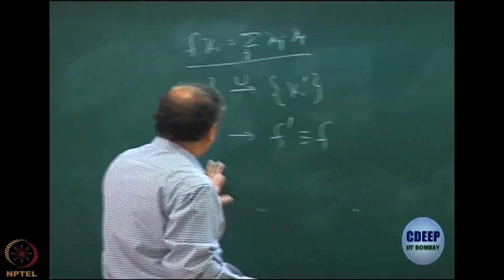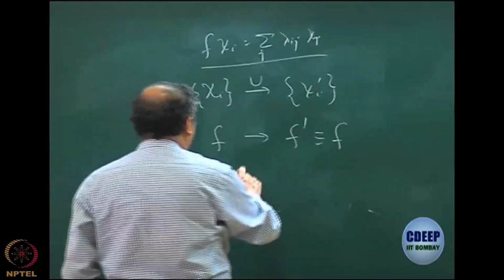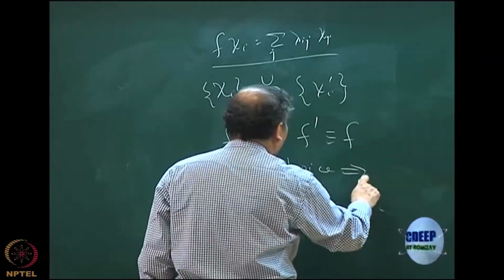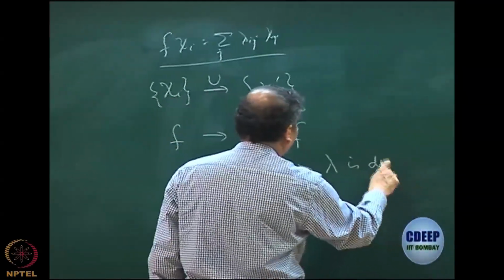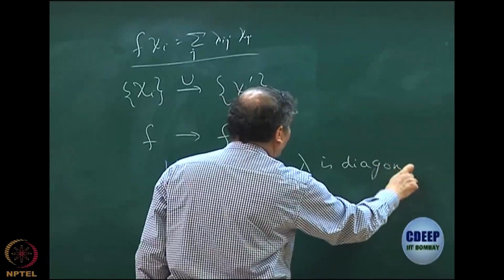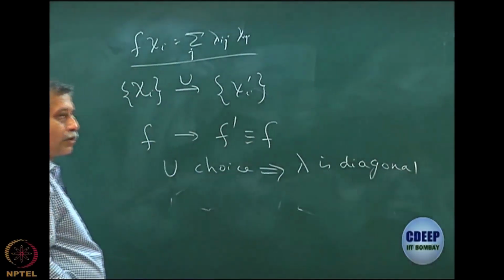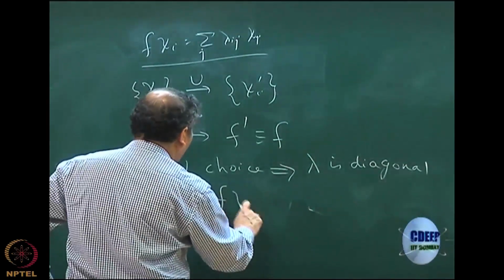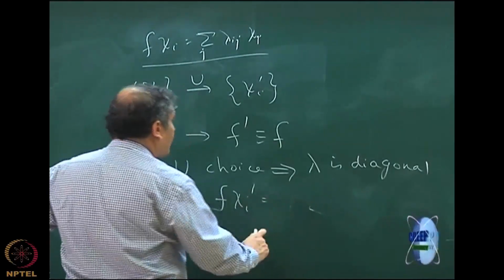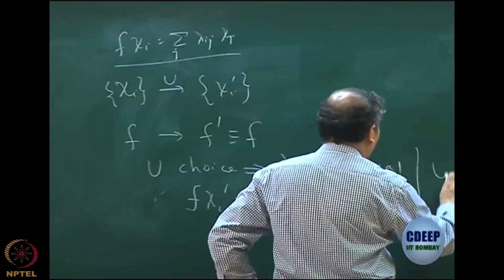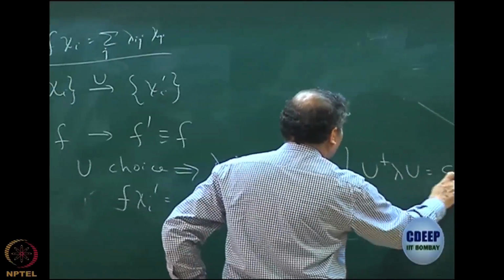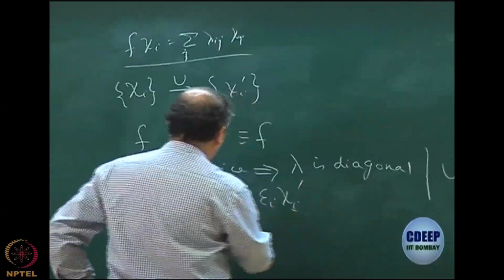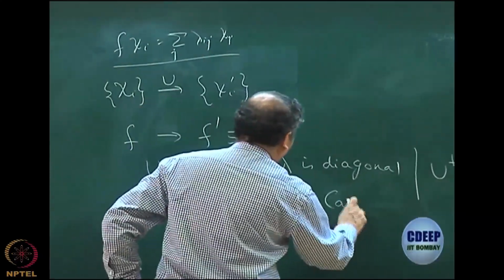Then we said that we can choose a u, so choice of u, such that the lambda becomes diagonal. Okay. So with such a u, we can write the new set of equations as f chi I prime, and the diagonal lambda essentially means that you have u dagger lambda u, which is some epsilon, a diagonal matrix. So you have epsilon I chi I prime. So this is what we said is a canonical Hartree-Fock equation.